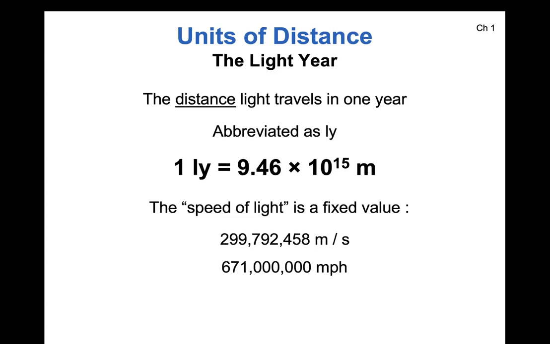Or mules or donkeys walk at different rates. Well, light doesn't travel at different rates. Light always travels at exactly the same speed. It's a fundamental principle of physics, been heavily tested, okay?